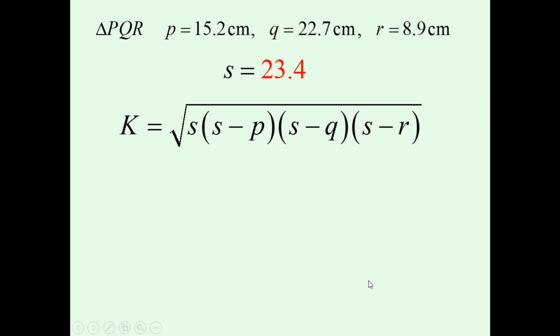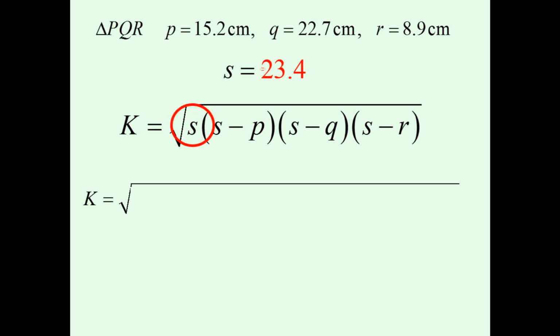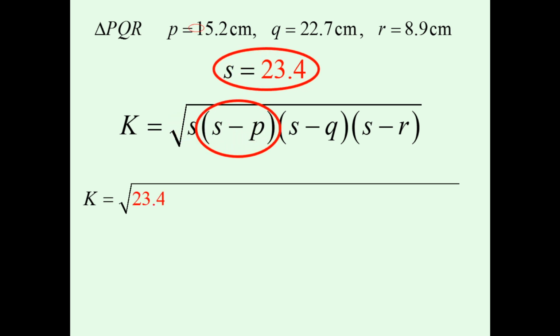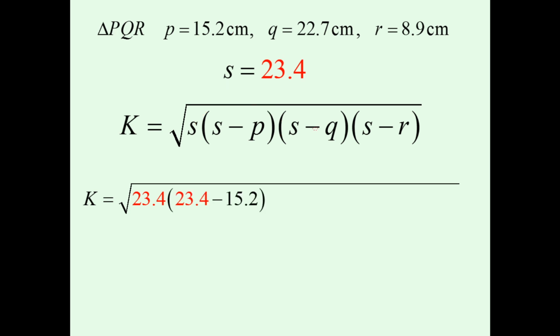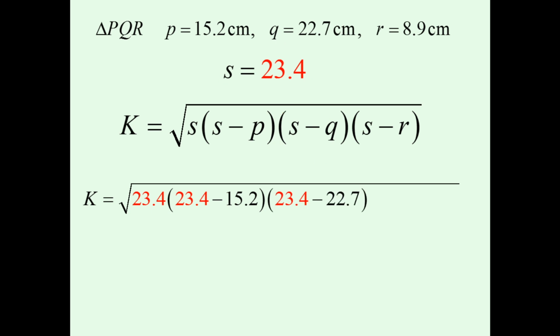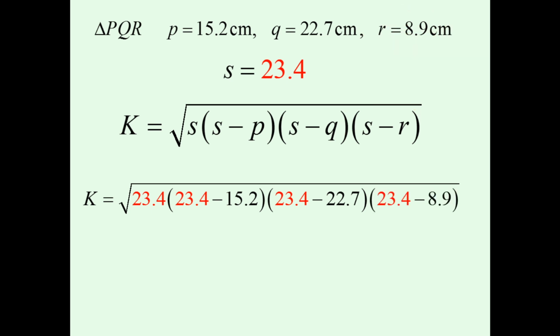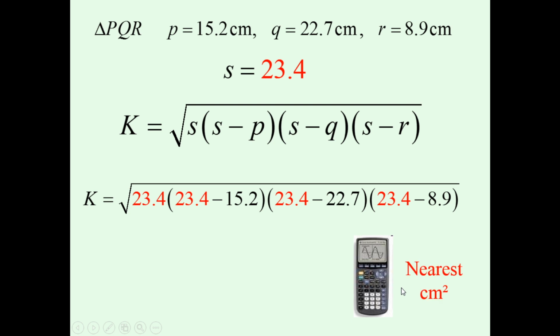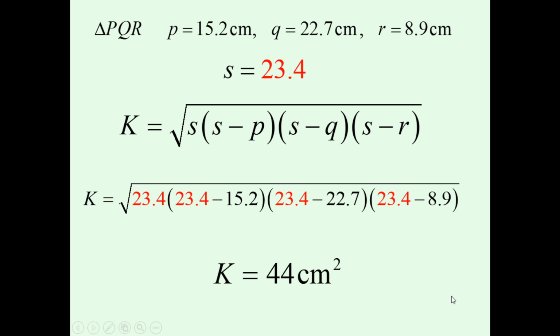And then put it into Heron's formula. So square root of the quantity of 23.4 times the quantity of 23.4 minus 15.2, and then the quantity of 23.4 minus 22.7, and then the quantity of 23.4 minus 8.9. So once you find the difference of all those quantities, all you need to do is multiply all those numbers together and then take the square root, and make sure that you round it to the square centimeter. So here's what we found. It's 44 square centimeters.